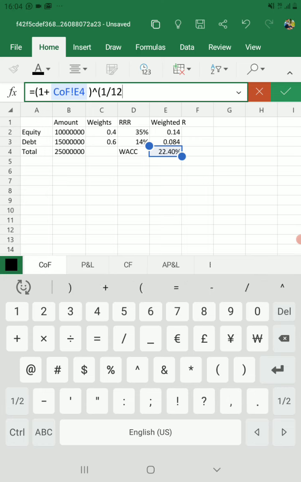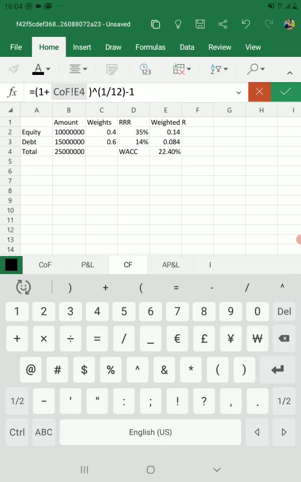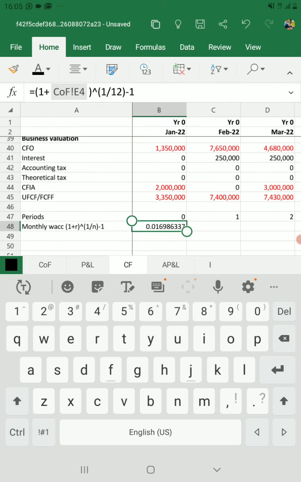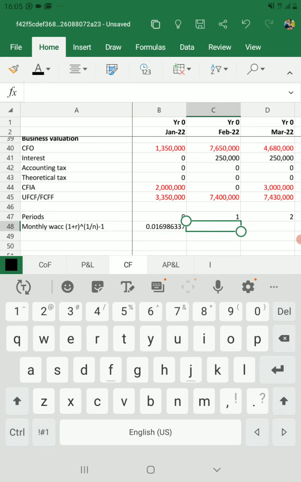Okay, there are 12 months within a year because we are using a year rate, and the power, we started with 1 divided because what we need is the square root of 1 plus R. So the square root is obtained by take 1 over that number of period. Okay, so that is the formula, minus 1, of course. After that we minus 1, so I press enter. So this is our monthly rate, and to check if it is correct, we simply compound this.